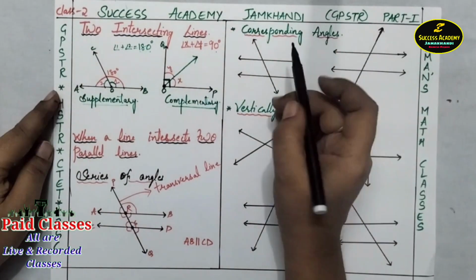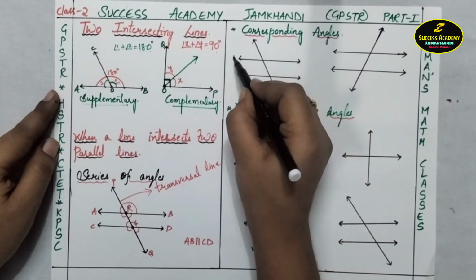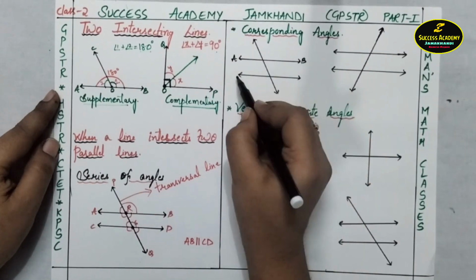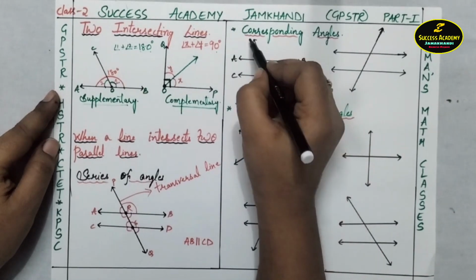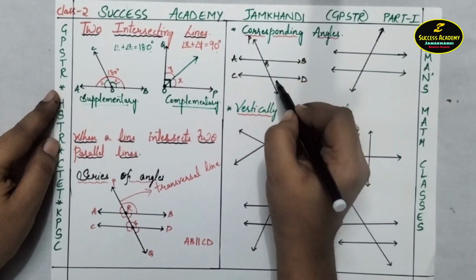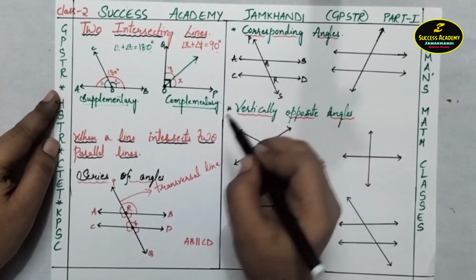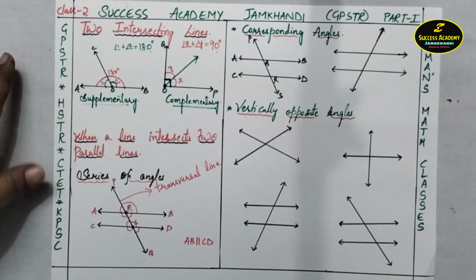Here I can show you, these are the two lines. Let me name these two lines AB and CD, and the line PQ, with R and S, is a transversal line here.